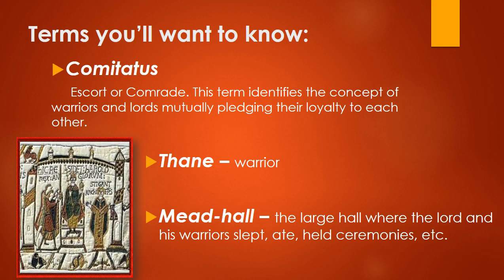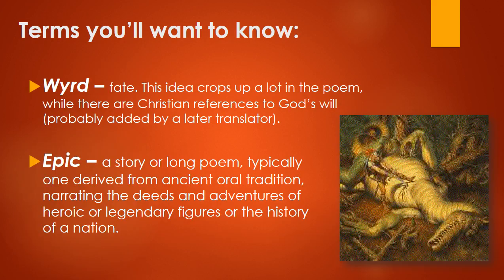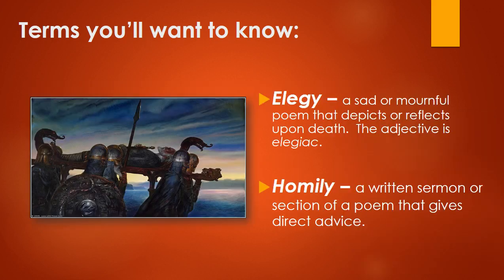Mead Hall was a large building where the lord and his warriors slept, ate, and held ceremonies. Think of it as a cross between a dormitory and a cafeteria. Weird was another word for fate. Epic is a story or long poem like Beowulf that tells the story of deeds and adventures of a hero or the history of a nation. An elegy is a sad or mournful poem that tells about or reflects upon death. And a homily is a written sermon, or section of a poem, that gives direct advice to the reader or listener.